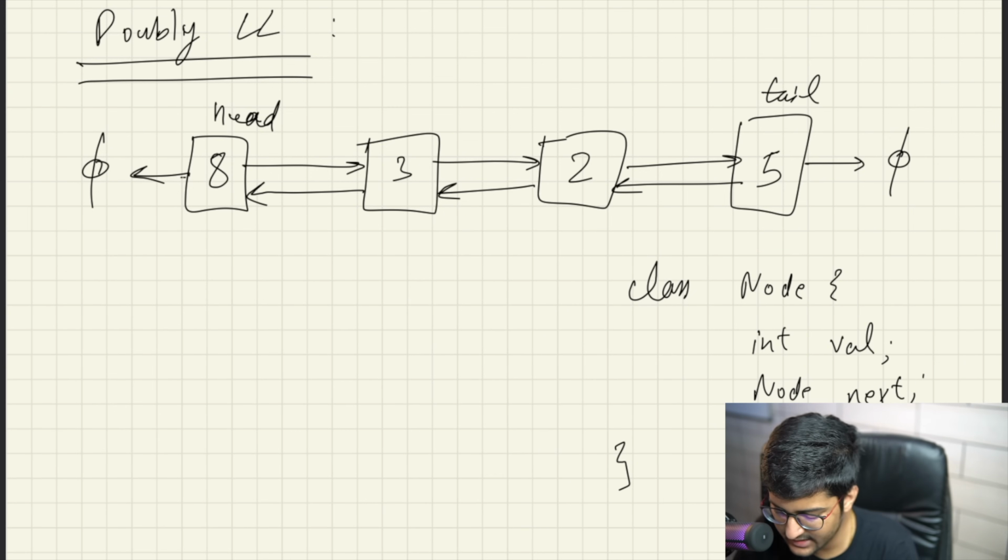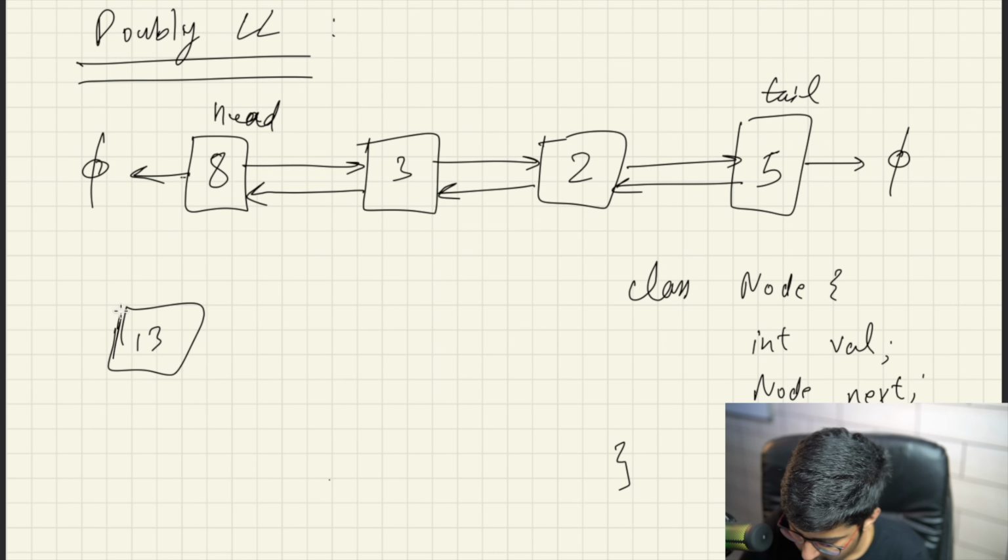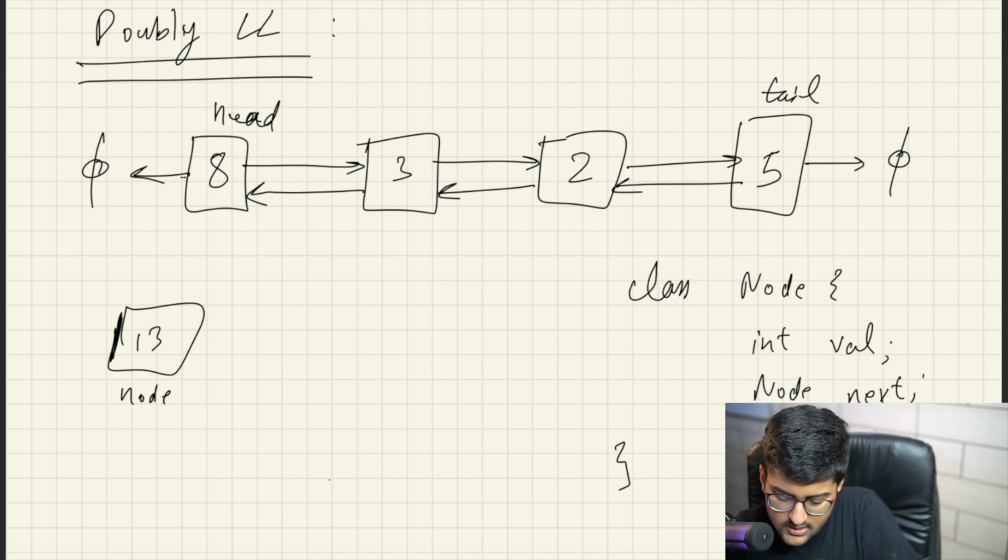So when I add, let's say 13 at the front of the linked list, how do you do that? Okay, I'll create 13 first, no problem. Created a new node, 13. Okay, no problem. Now we just need to connect.